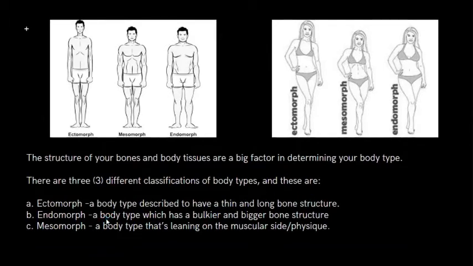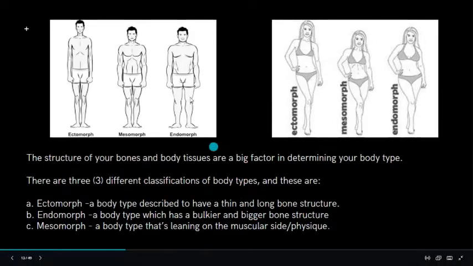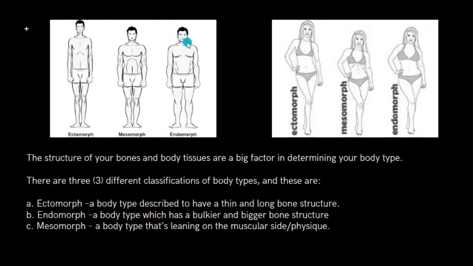And endomorph, a body type which has bulkier and bigger bone structure. So you can see, ayan, bulky and bigger yung kanyang body type niya. Ganon din dito. Ayan. So this is endomorph. And last is mesomorph, a body type that's leaning on the muscular side or physique. Ayan, yung nasa gitna. No? Muscular side and physique, yan naman yung mesomorph.